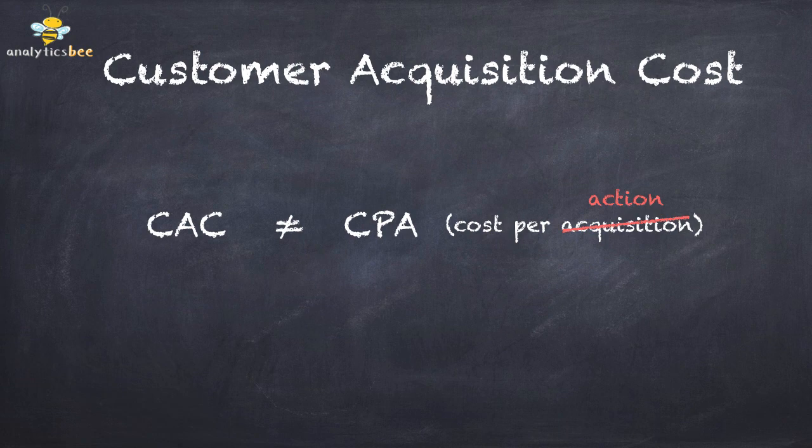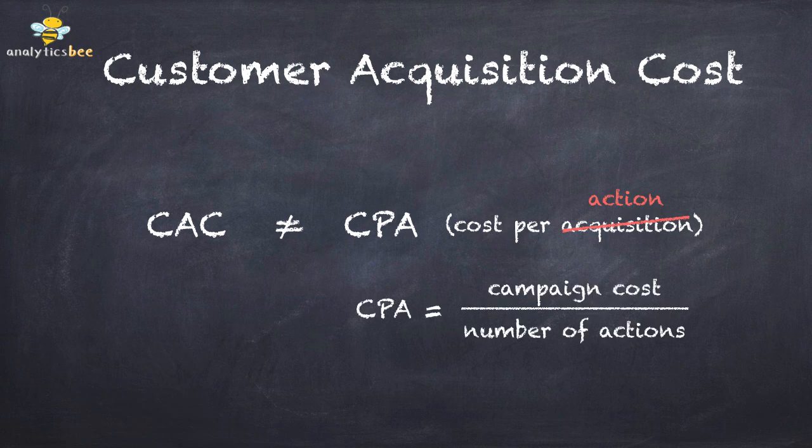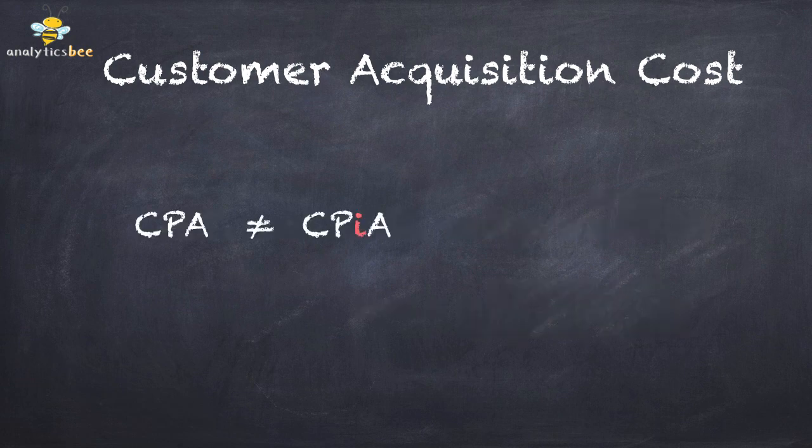The CPA of a marketing campaign can be calculated as the campaign cost divided by the number of actions driven by the campaign. It's important to distinguish CPA from another metric called CPIA, where I stands for incremental. Consumers may be taking actions irrespective of the company's marketing efforts. So it's important to understand the incremental actions driven by a marketing campaign above and beyond what the consumers may be doing in the absence of the campaign.